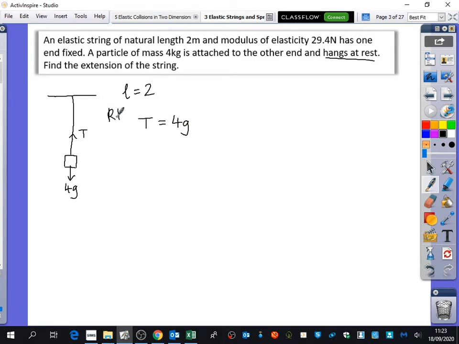What we did there is we resolved in the up and down direction to just say that they're equal to each other. But now the question says, find the extension in the string. So how much has it actually stretched for that to be right? So we know that the tension is equal to 4G, but we also know that tension equals lambda x over L. So we can just substitute everything into that formula, and that will be able to tell us what the extension is. So T is 4G, lambda is 29.4, x is the extension, and the natural length is 2.